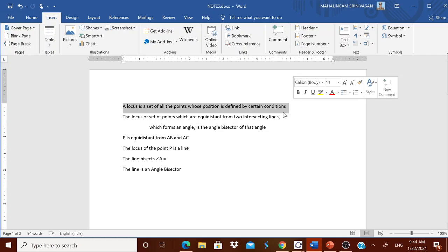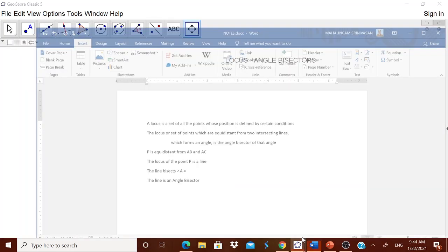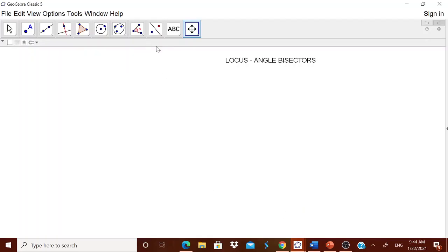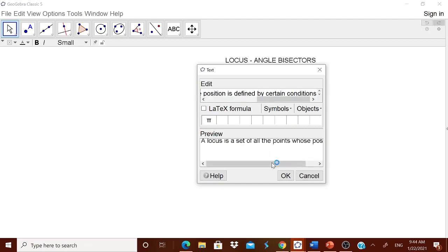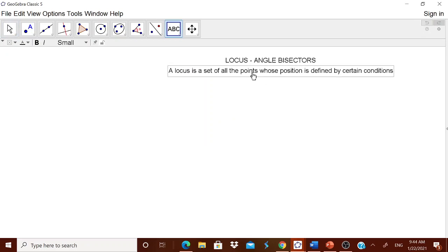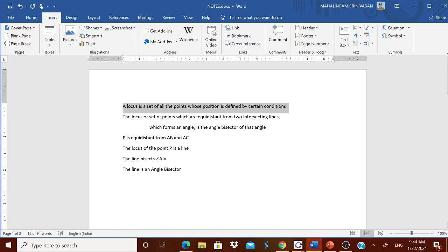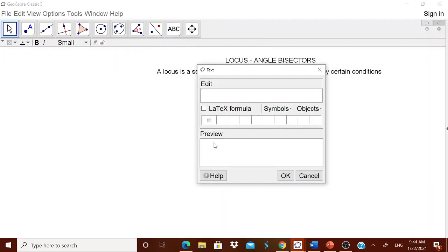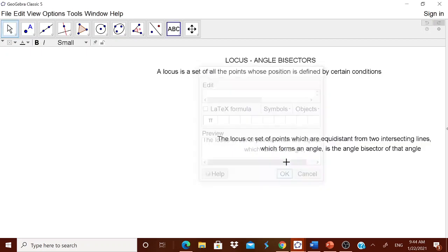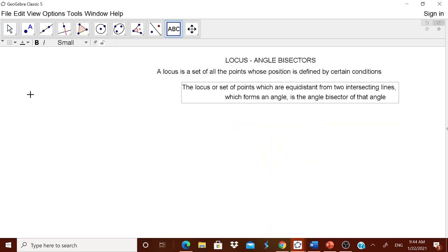Locus is a set of points as per a given condition, and several loci you might have discussed in the class. This is a special type where it is satisfying one condition: a point is moving in such a way that it is at equal distances from the arms of an angle. You can ask so many questions to the children. What do you mean by arms of an angle? What do you mean by distance? Distance means perpendicular distance. Okay, well, now we are going to tell that it is the angle bisector.